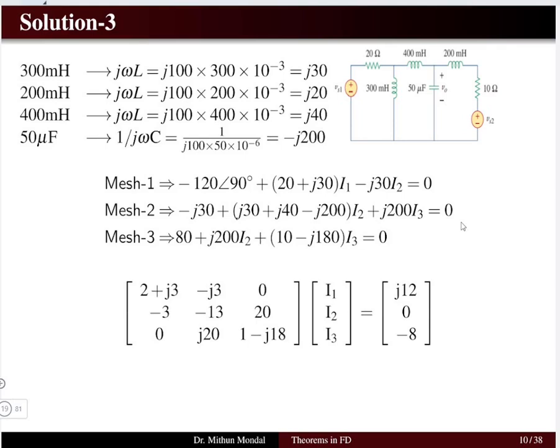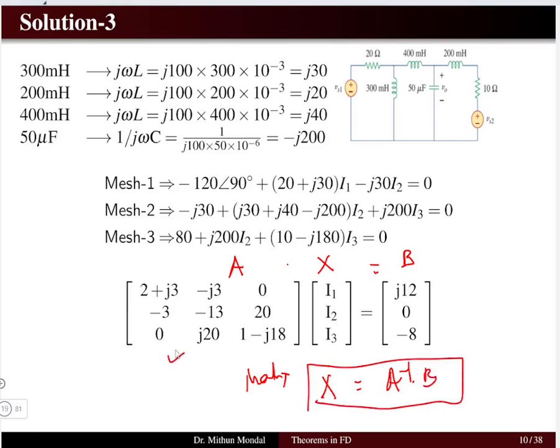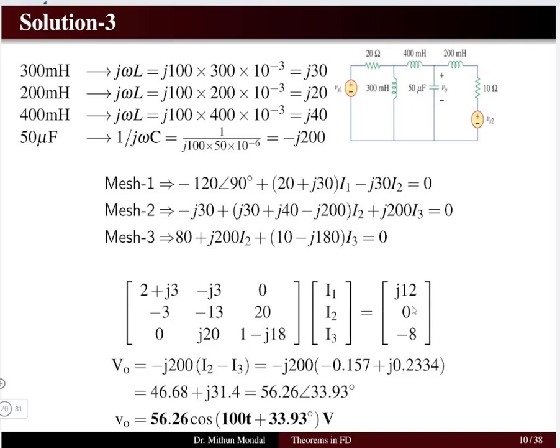The three equations in three variables can be solved in the form of a matrix, where we can write it as A into X is equal to B. Now we have to find this X, which we can obtain as A inverse into B. So we have to obtain the inverse of this matrix, which is usually not possible in a calculator because it is in the complex domain. So the 3 cross 3 matrix inverse we have to find out step by step using Cramer's rule. Once we solve the values of I1, I2 and I3, we can determine the potential V0.